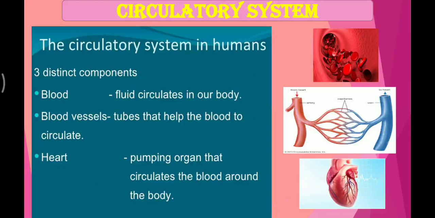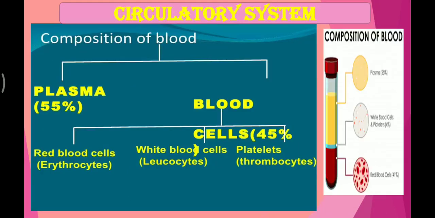Remember students, blood, fluid that circulates in our body. Blood vessels, tubes that help the blood to circulate. Heart, pumping organ that circulates the blood around the body. Here you can see blood is flowing. Here you can see the blood vessels and the heart. Now, circulatory system. First, let us know about blood in detail.